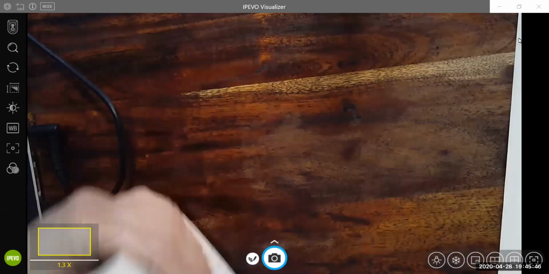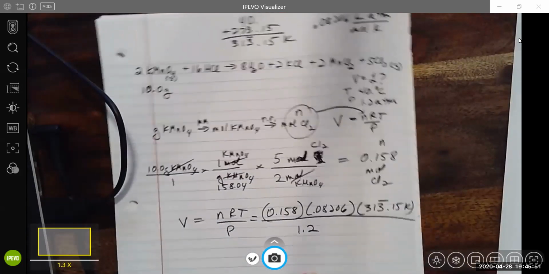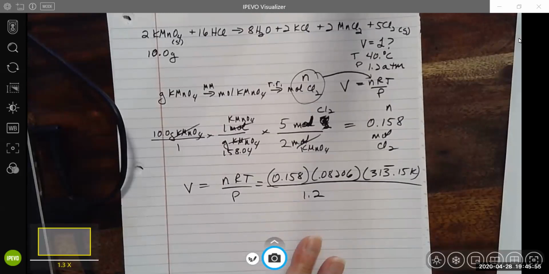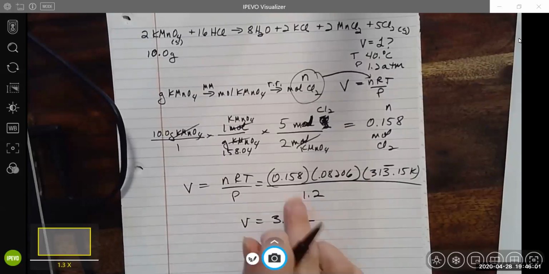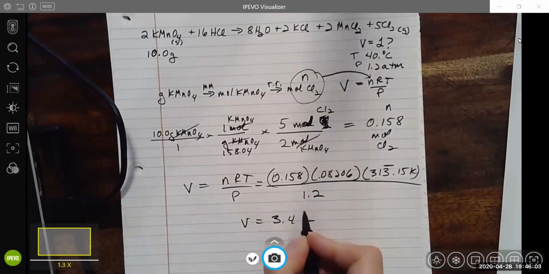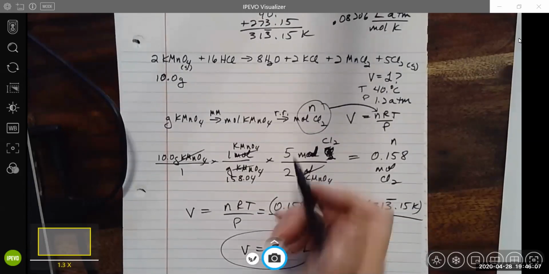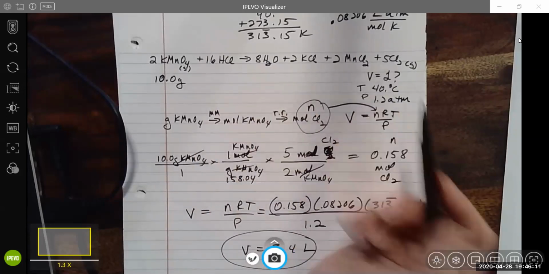Okay. So if I do all that, everything cancels out because I've got the right units except for the liters. And my volume comes out to be 3.4 liters. I'm only allowed 2 sig figs because my pressure only had 2 sig figs. So that's the answer here. So that tells us that if I was to use this reaction, it's not the safest reaction in the world. You're generating chlorine gas, which is poisonous.